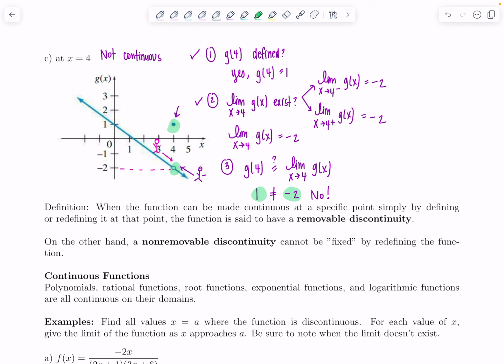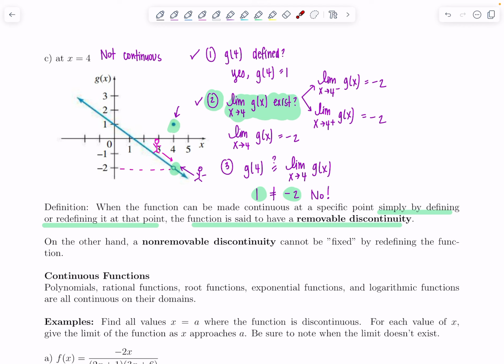Let's define it. When the function can be made continuous at a specific point simply by defining or redefining it at that point, the function is said to have a removable discontinuity. And if we want to get more technical, in order to have a removable discontinuity, the second condition of continuity must be satisfied. The limit has to exist. And if that condition is satisfied, then we can always define or redefine the function value in order to make the limit equal the function value for condition 3.